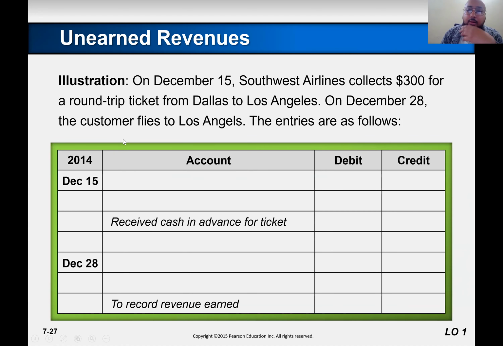So what is the entry here? We have an illustration. On December 15, Southwest Airlines collects $300 for a round trip from Dallas to Los Angeles. I think we already talked about this example in the lecture on current assets and liabilities. So this is a round trip, $300.